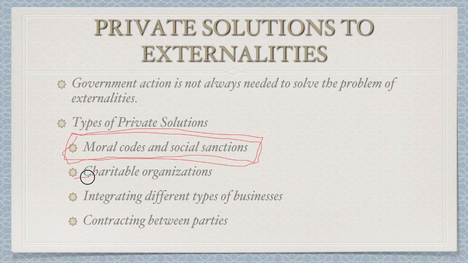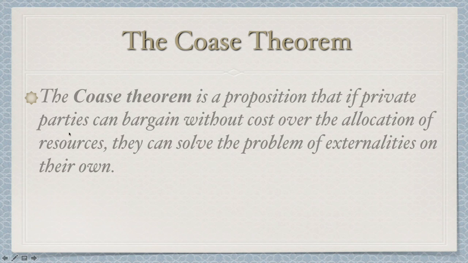When it comes to the negative externality of poverty, charitable organizations, we can also talk about business integration. This is more for positive externalities. And then contracting between parties. And this is known as the Coase theorem. So the Coase theorem is named after the University of Chicago economist Ronald Coase. He won the Nobel Prize for this idea. And it's the idea that private individuals, if they have an opportunity, they can actually bargain about the problems of externalities. We'll do a Coase theorem problem in class, kind of explain it in a little bit more detail.